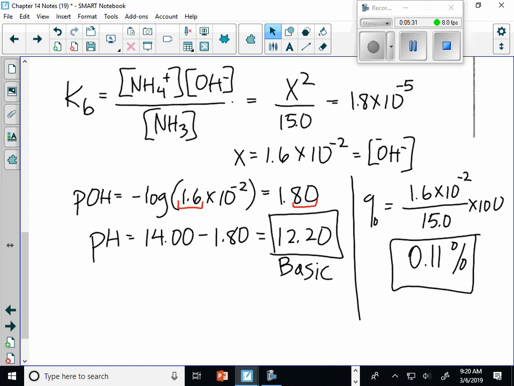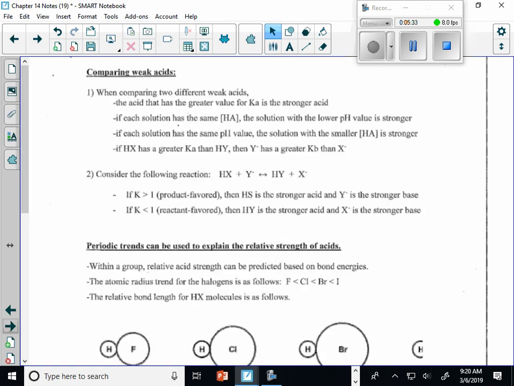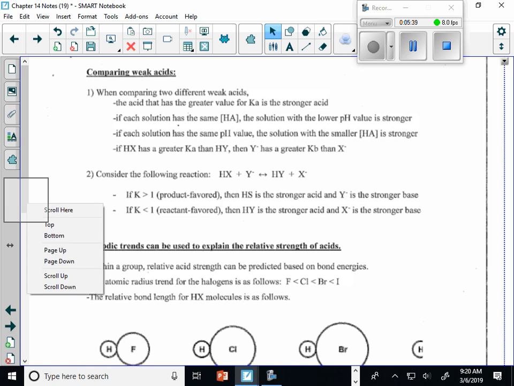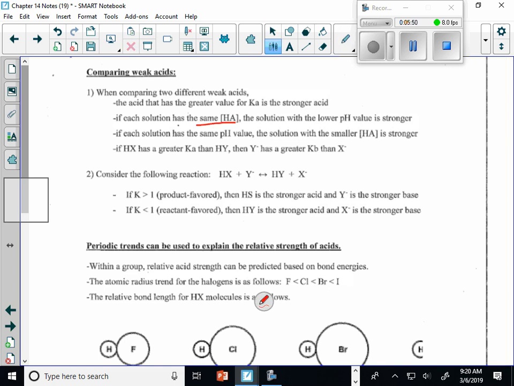Okay, our last page just has a lot of trends. I'm not going to sit here and read all of this for you, but you should pay attention and look at some of them. Sorry, here we go. And when comparing different weak acids, the acid that has a greater value for Ka is the stronger acid. Go through and read all of these. Solution has the same pH.